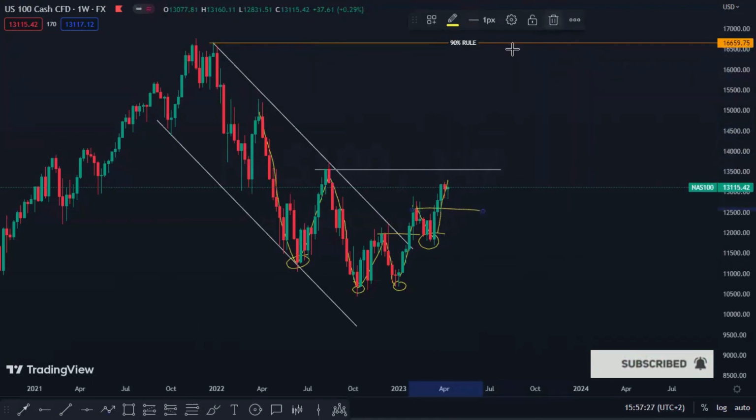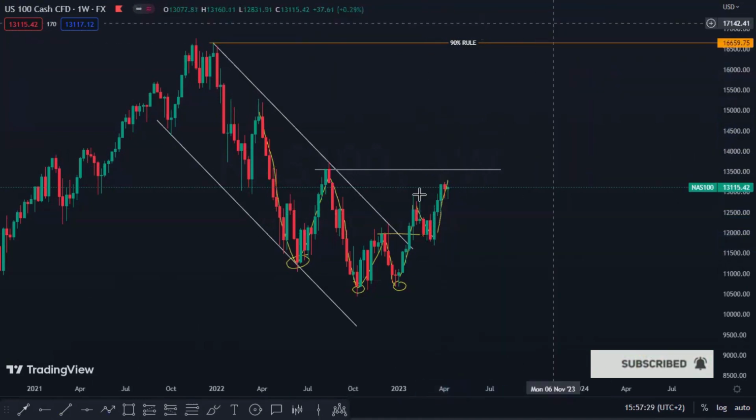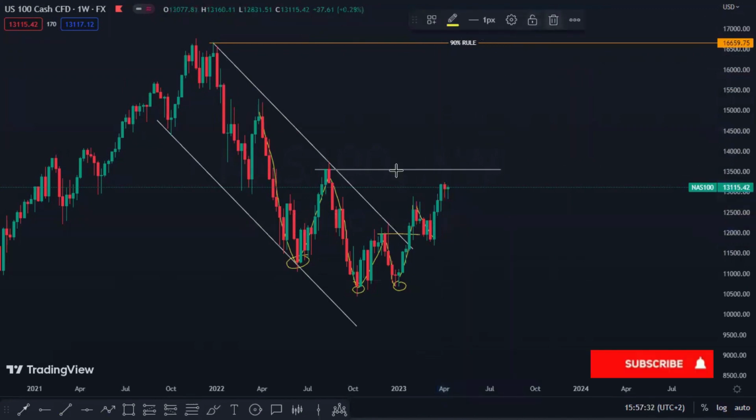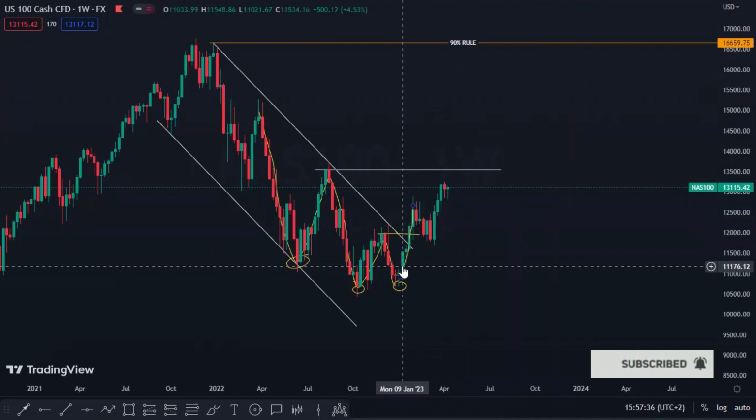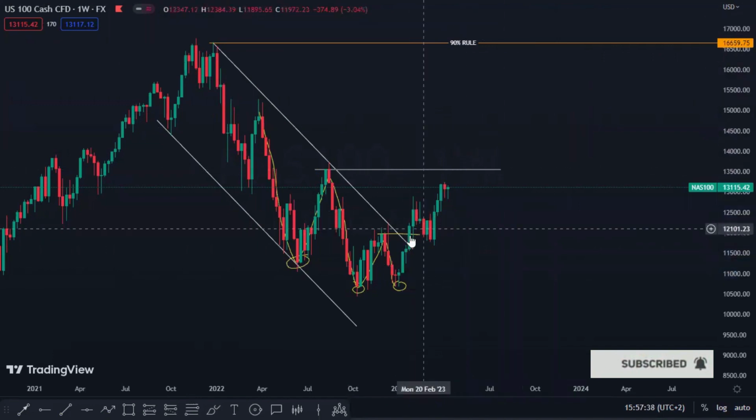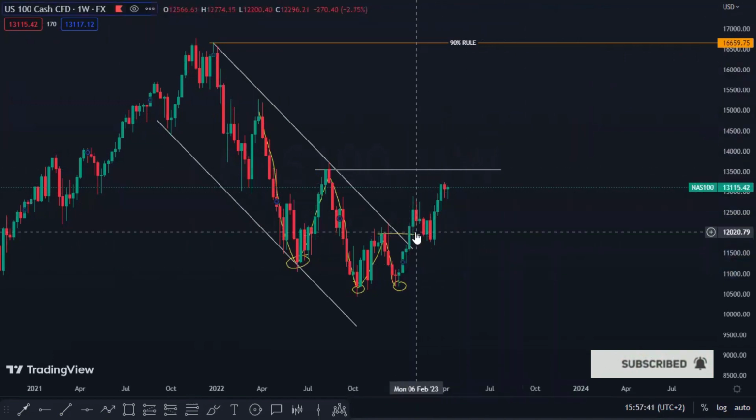Hence, I'm on a weekly time frame, so I can't find any entries. This is just me forecasting and just looking at the market, predicting what the market might do and everything. Because forecasting is what we essentially do, guys. We forecast the market.